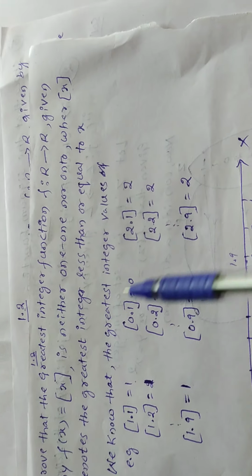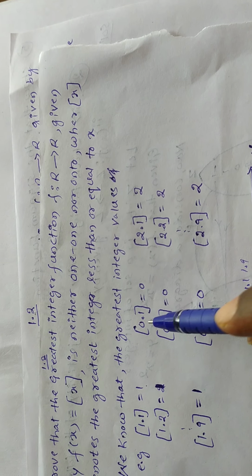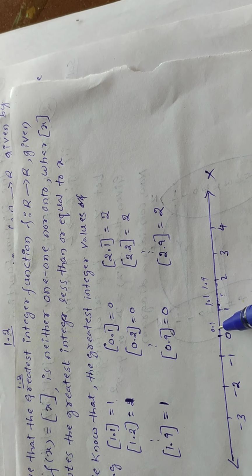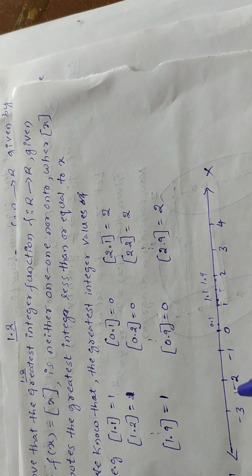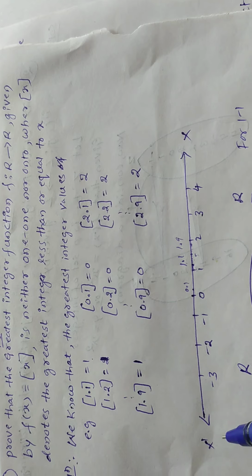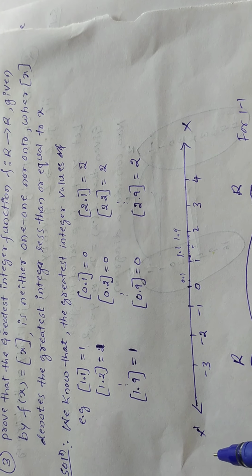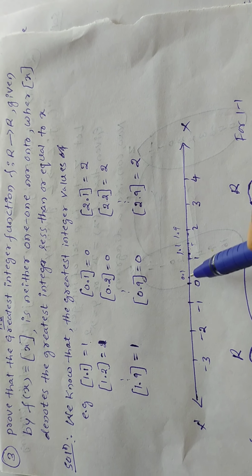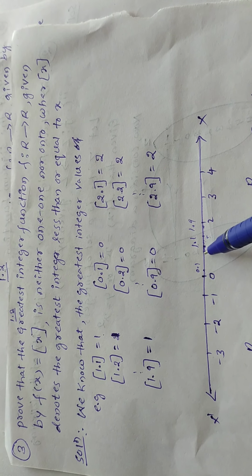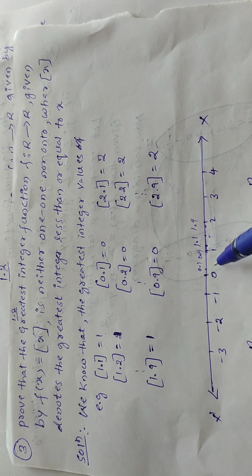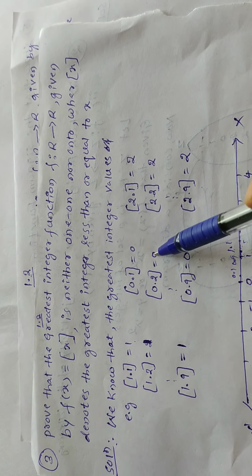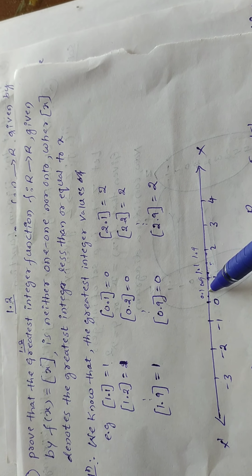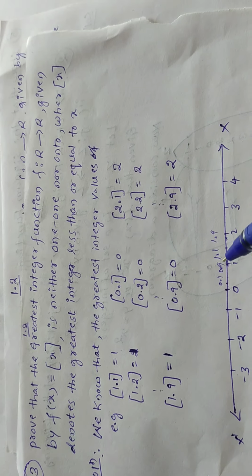Suppose it is 0.1. So the value for 0.1 is 0. Why is it called 0? Because observe the left side of 0.1: minus 3, minus 2, minus 1, up to minus infinity. Among all those negative integers, left of 0.1, the greatest integer is 0, up to 0.9. For 0.9 you get 0. So 0.1 gives 0, 0.2 gives 0, because left of 0.2 the greatest is 0, up to 0.9 you get 0.